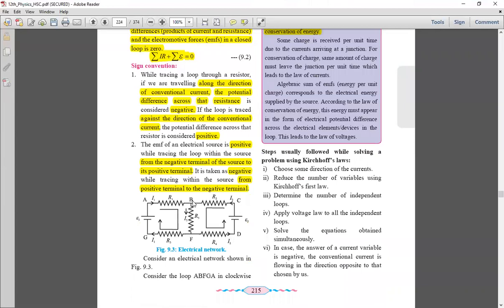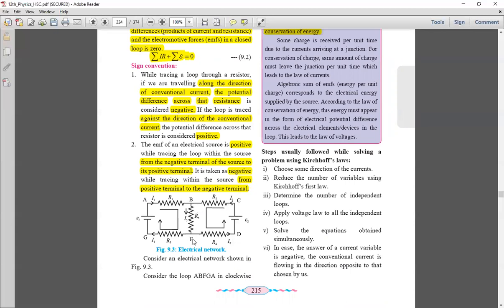BFDCB. You can also start from BCDFB, or you can select any one first point: CF, CBFDC, or CDFB, or FDCB, or FBCD. Don't try to learn it by heart. So what is the name that is given?